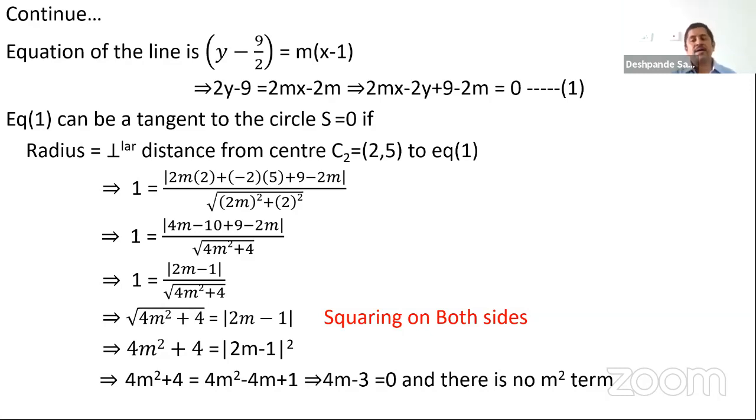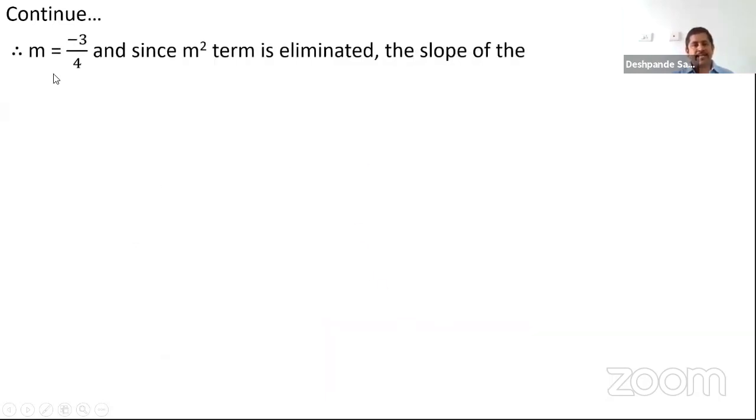So when the m square term gets cancelled off, it means that one of the slopes is infinity. So m is equal to minus 3 by 4, and since the m square term is eliminated, the slope of the other line is infinity. It's a very important observation you make. This problem you generally get in the transverse common tangent. So you get only one value of m. For the second value of m, you are going to take m as infinity, because the second degree term is getting cancelled off.